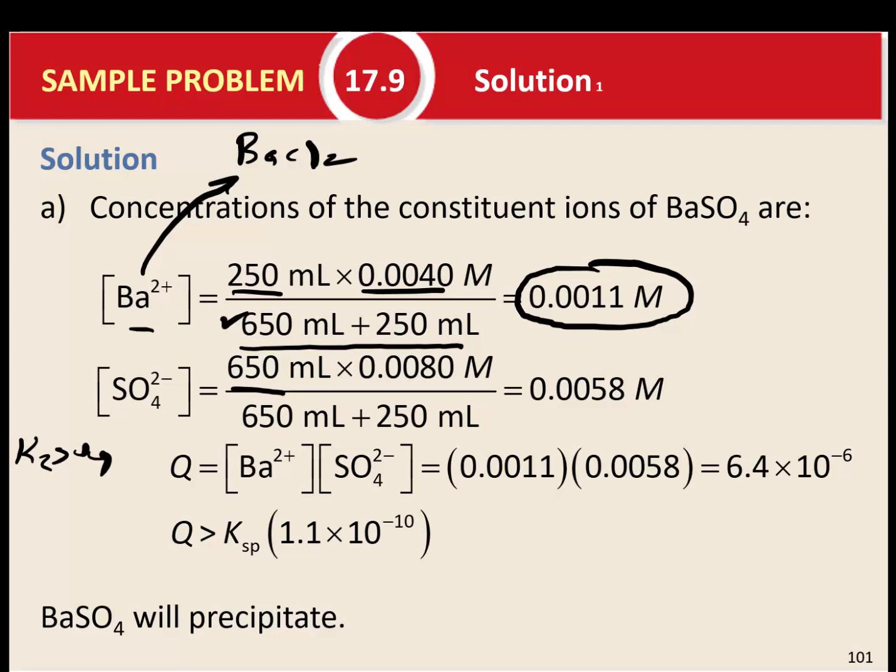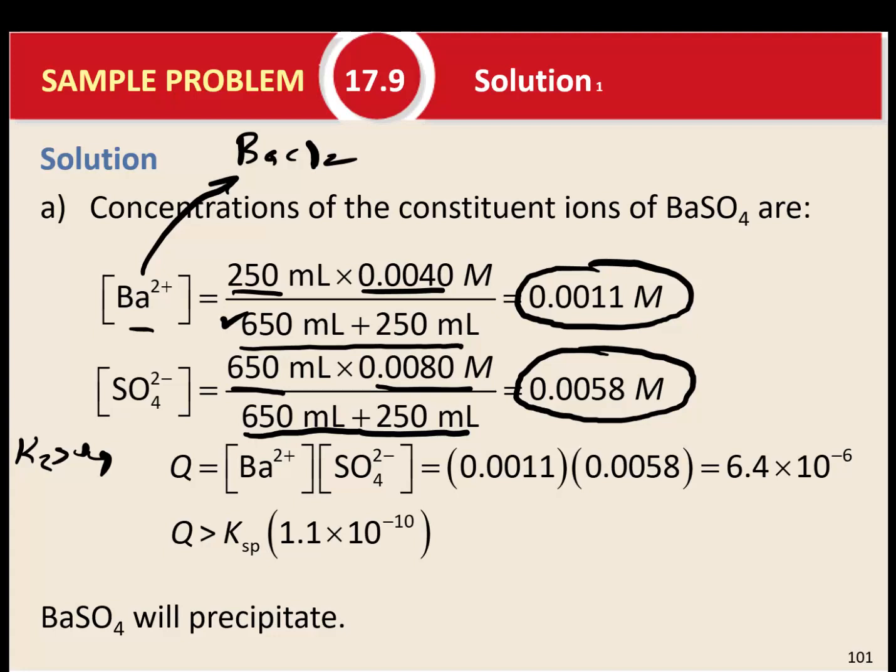So we multiply these, we get the moles of the sulfate ion, and we divide again by the total new volume, which is 900 milliliters, and we get this value. Actually, I don't know if I want to call it molar solubility. I just want to say it's the concentration of the sulfate ion in solution. I guess that's a better way to say that.